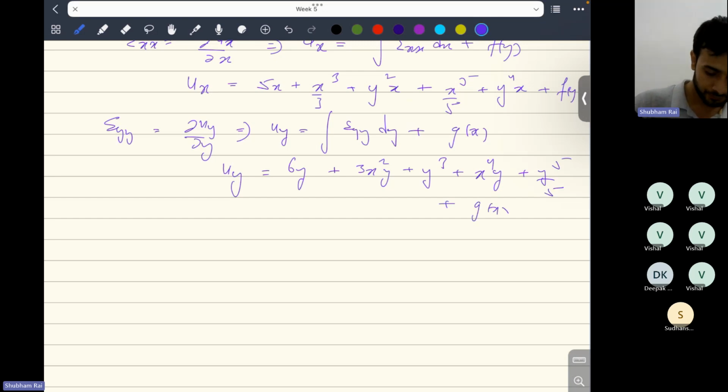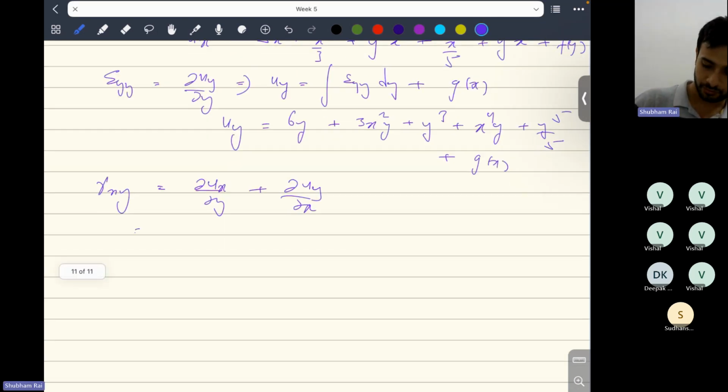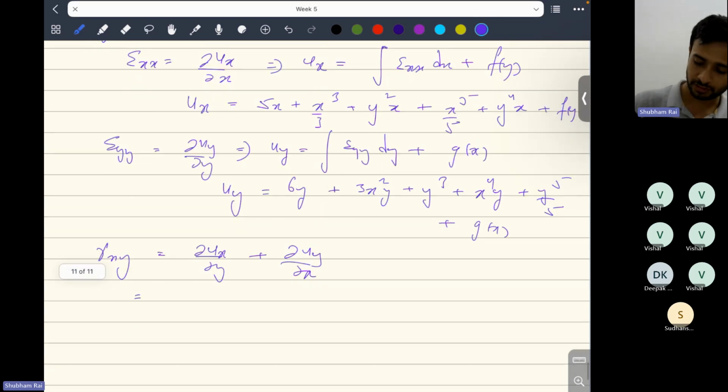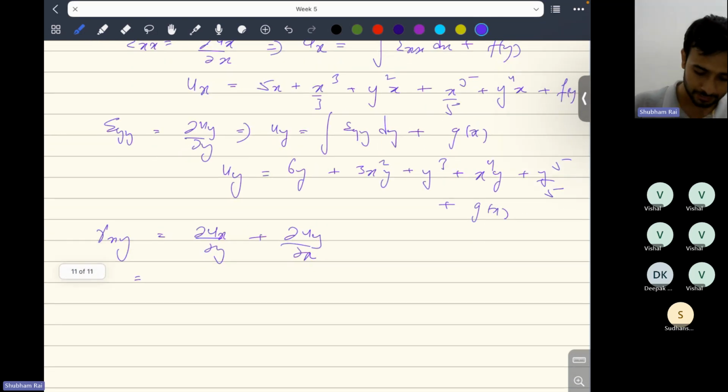Right? Now you need to find γxy. So γxy is nothing but ∂ux/∂y plus ∂uy/∂x. So you can use this expression to find it. So ∂ux/∂y, if you do that, what will you get?